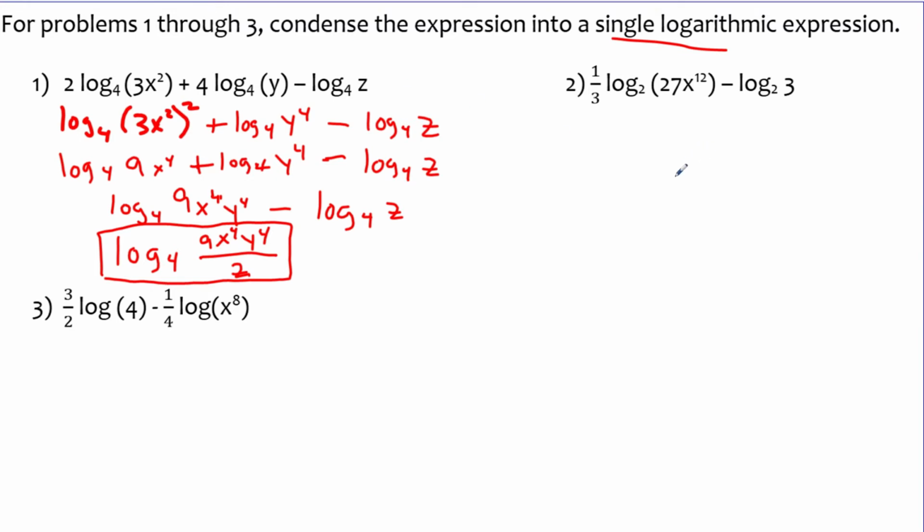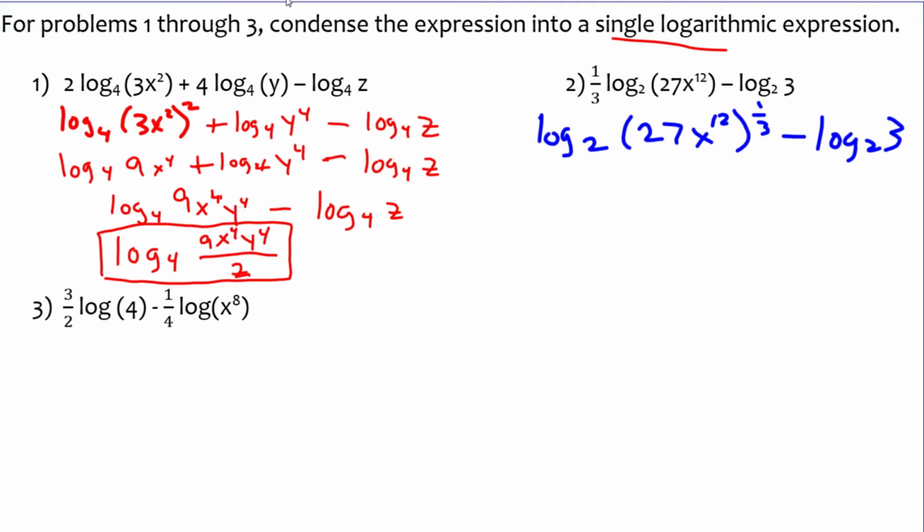Okay, so your second problem says 1/3 log base 2 of 27x to the 12th minus log base 2 of 3. So again, first thing, I'm seeing a coefficient up front, so I'm going to move that inside. So it's going to say the log base 2 of 27x to the 12th, to the 1/3, minus log base 2 of 3. Okay, so again, we have to figure out what does this 1/3 mean? Well, we're going to bring it inside first and deal with them separately.